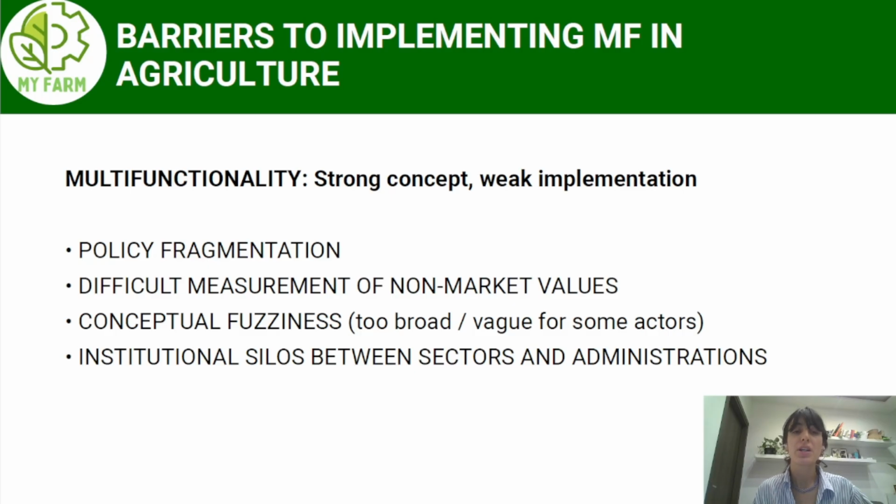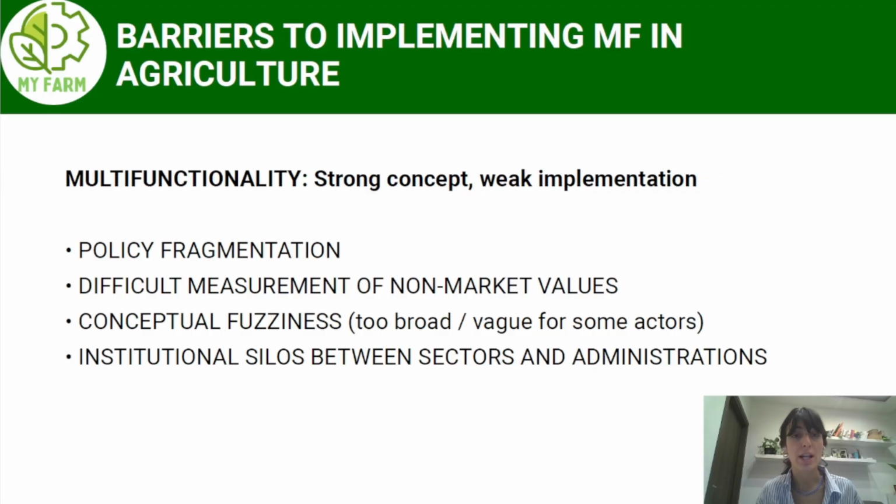The first barrier is policy fragmentation. So, in many countries, agricultural policies still reward productivity above everything else. As a result, non-market values such as cultural heritage, biodiversity, or social cohesion receive much less attention.